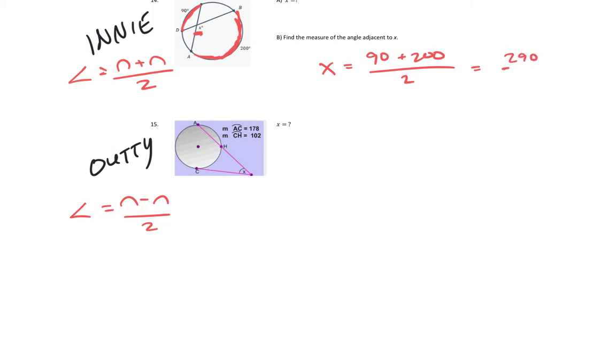Wish I had a calculator. I don't even know if that's right or not because I don't have a calculator.